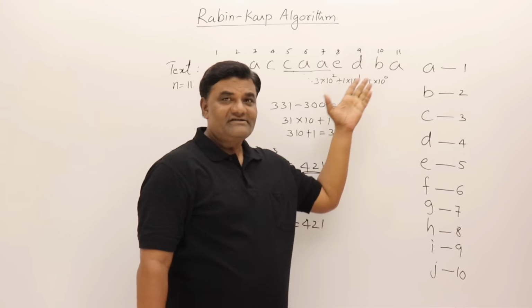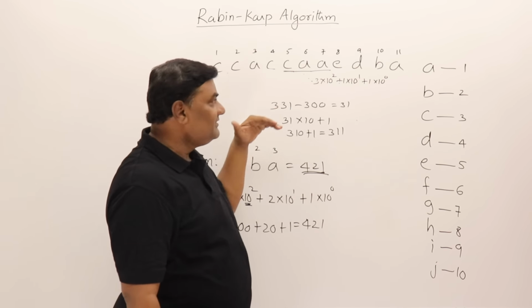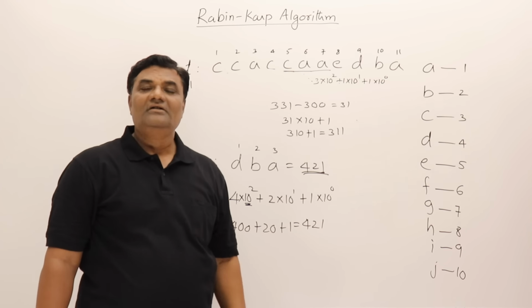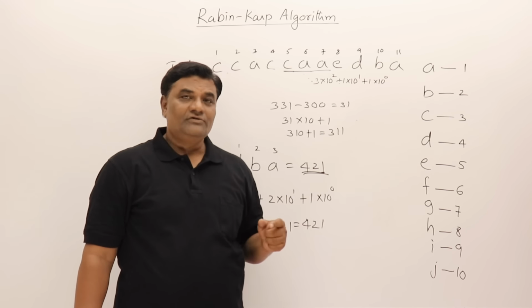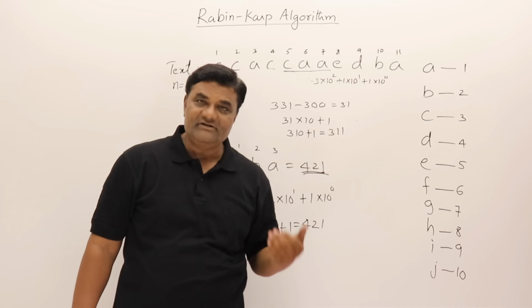For these three we get the same answer, that is 421. And at that time when there is a match, then compare, confirm whether it is the same thing or not. That's it. This is the method. So you may have to observe this a little carefully so that you should be able to do these calculations by yourself.